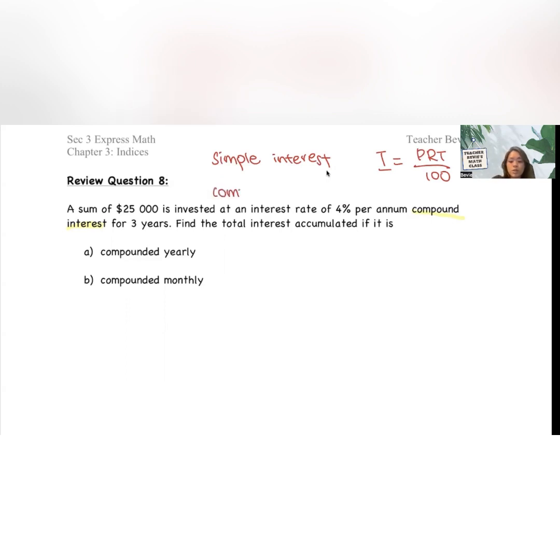As for compound interest, it is A equals to P bracket 1 plus R over 100 to the power of N, where A is the total amount, including your principal and interest. P is your principal, R is your interest rate, and N is the number of interest periods, or we can say the number of years as well. Okay, so this question is talking about compound interest. We will not be using the simple interest formula, but we will just be focusing on this.